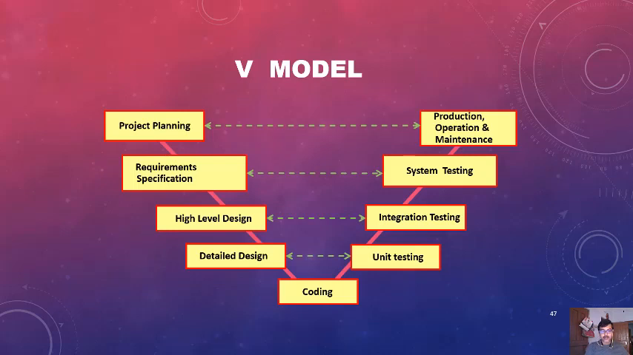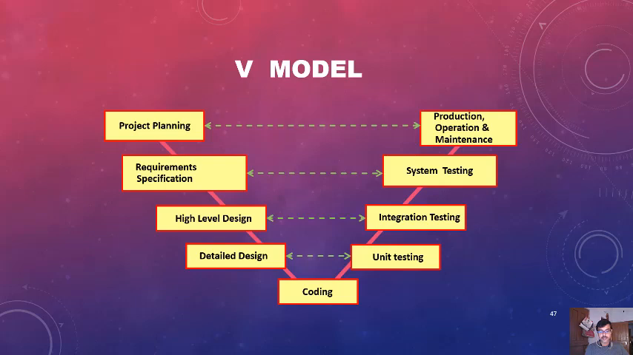This is the actual architecture of the V model. This model was developed to relate the analysis and design activities with the testing activities, and it focuses on verification and validation activities of the product. The software lifecycle looks like this. The dotted lines in the figure indicate that the corresponding phases must be carried out in parallel. That means when you are doing project planning, production, operation and maintenance are done in parallel.